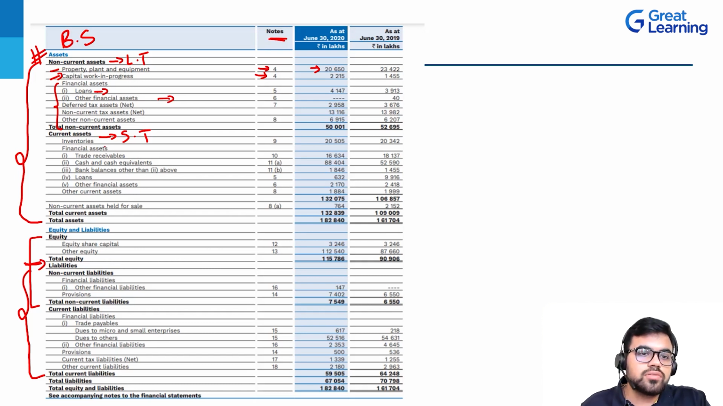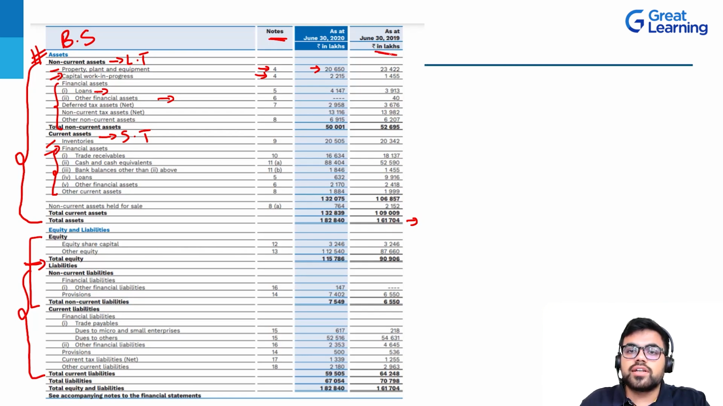Okay, so as we can see, there are some short-term inventories and short-term financial assets that have to be realized within a year, right? So these are the current assets. Now, the total asset here is mentioned as 1,61,704 lakh rupees.